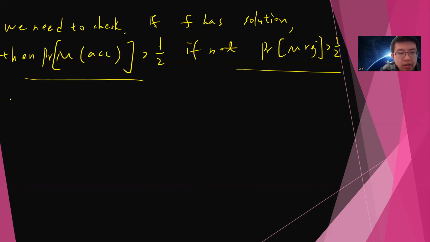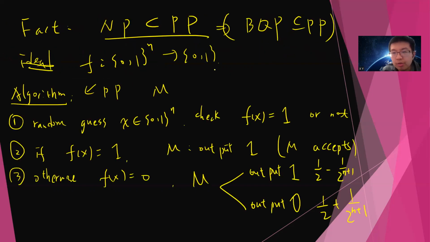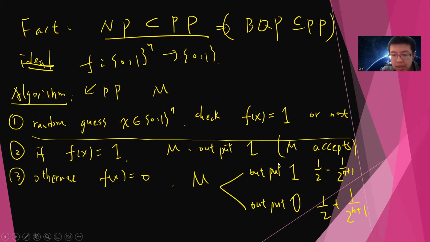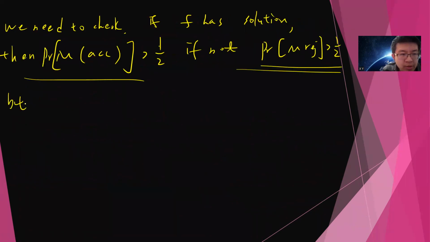So I think this one is simple. Obviously, if there's no solution, then M always outputs 0 with probability higher than half. That should be true. In this case it's always true, because if there is no solution, then M always outputs 0, with probability half plus half divided by 2 to the n plus 1. Okay, but how about if F has a solution?